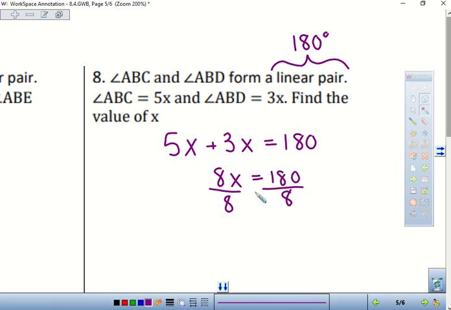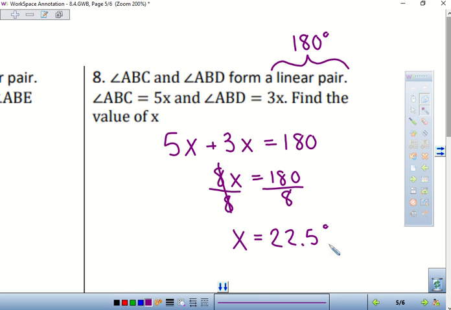Can anybody tell me what 180 divided by 8 is? It's 22.5. So that's the value of x.